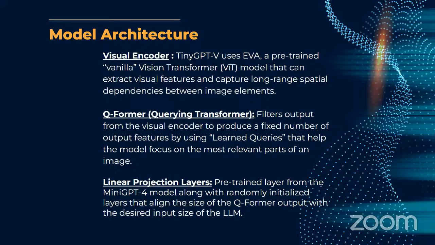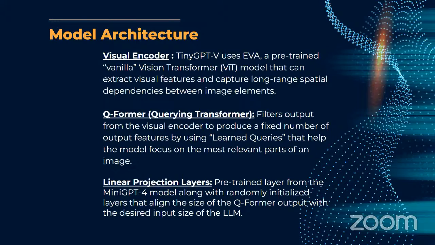It's a pre-trained vanilla vision transformer that's been pre-trained on a specific data set. It can extract visual features, and it can capture long-range spatial dependencies between image elements. It can capture these long-range spatial dependencies because it is a vision transformer, based on the transformer architecture. The next piece, also from BLIP-2, the general strategy, is the Q-Former, the querying transformer.